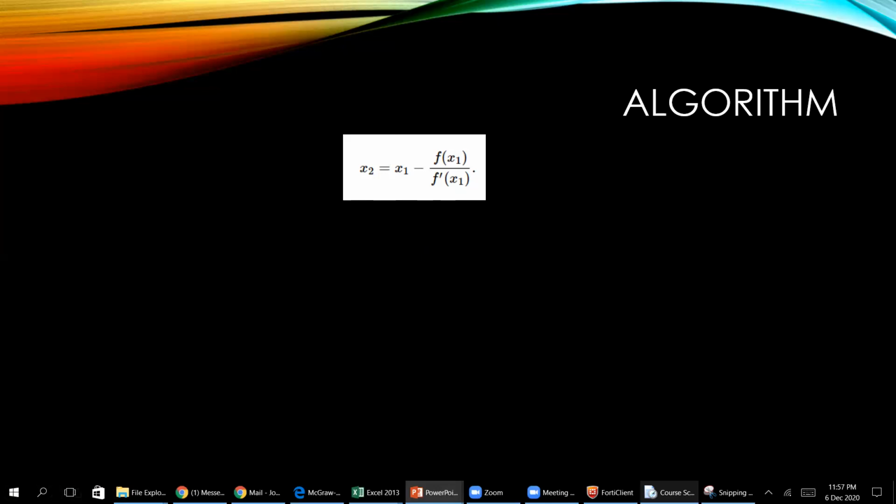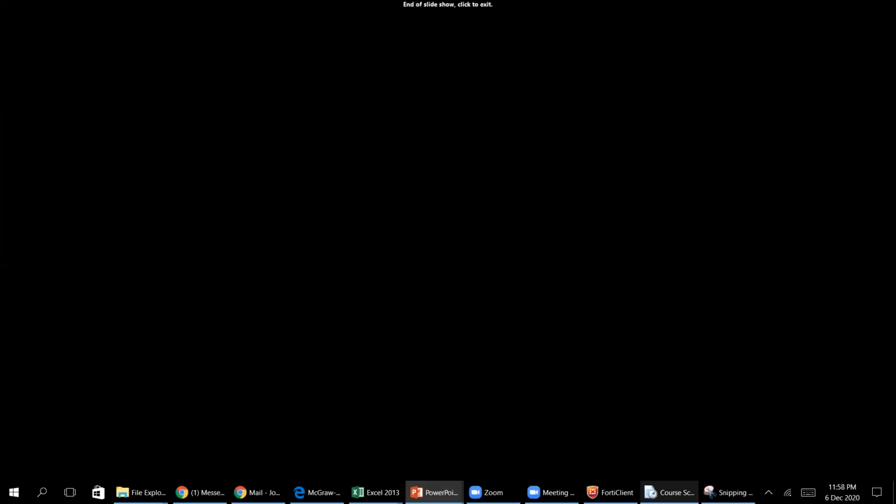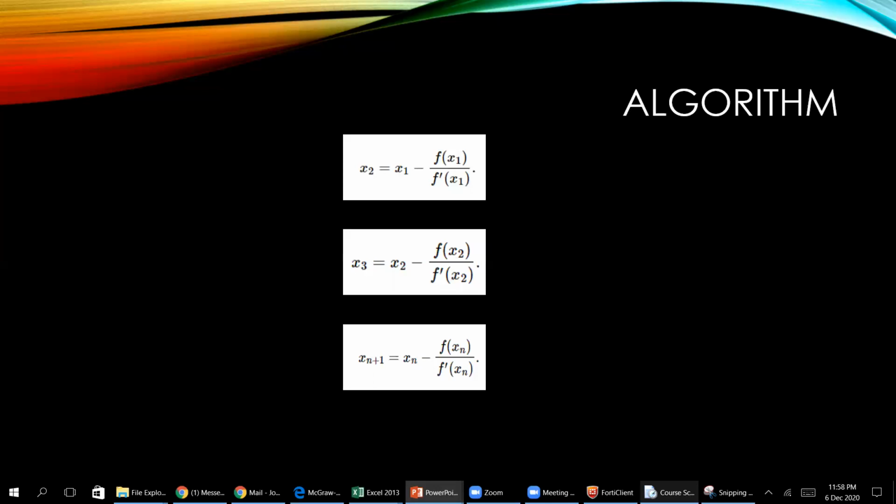Then if the error is not met, or is not less than the desired error, we're going to continue our solution. Now the basis will be x sub 2 to get the next x, which is the x sub 3. Okay, so same formula but different values, until we get the desired root. Okay, so that's the algorithm for Newton's method.